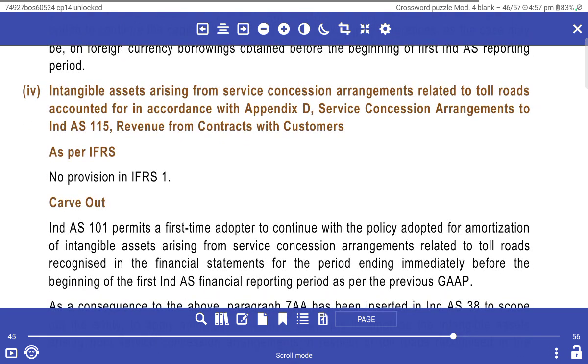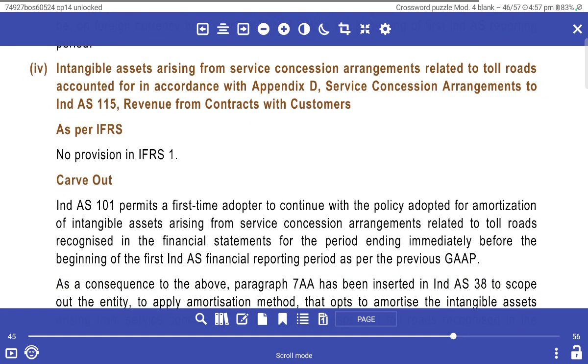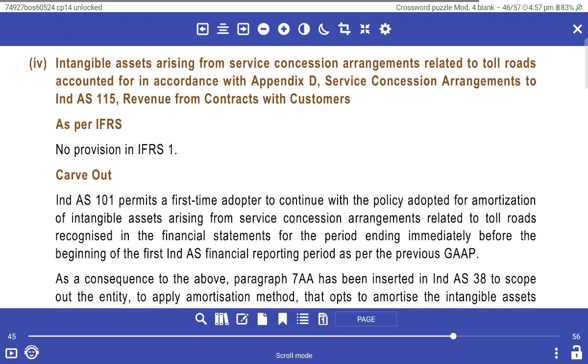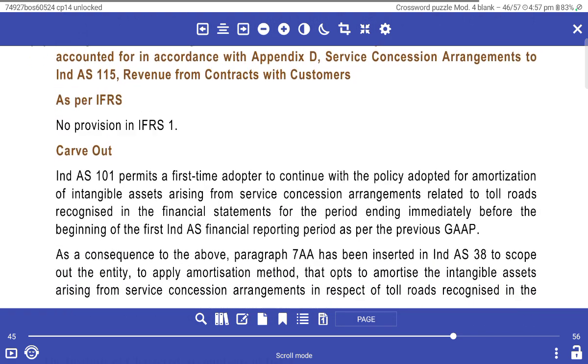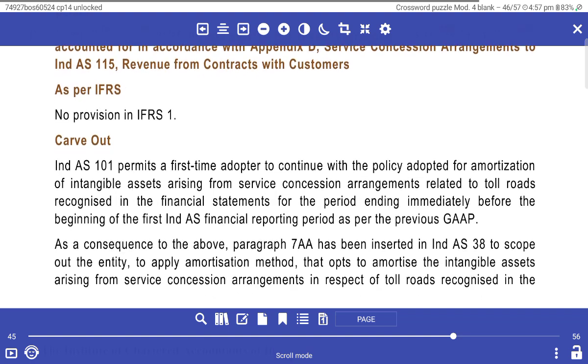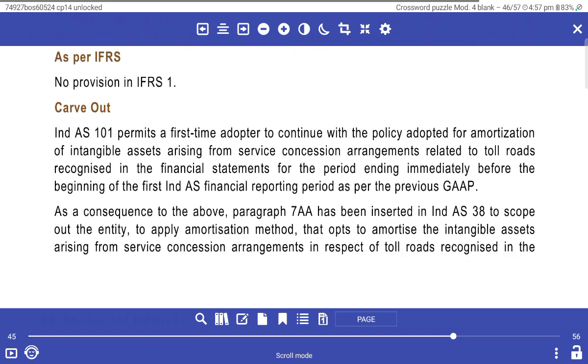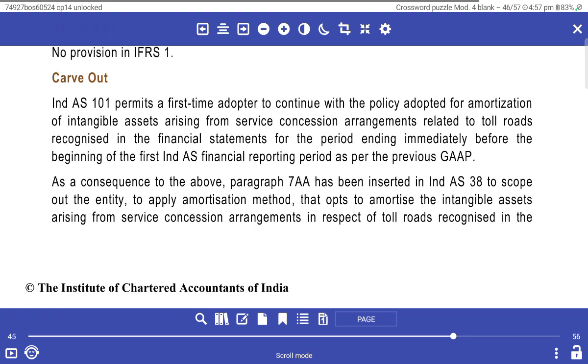Intangible assets arising from service concession arrangements relating to toll roads are accounted for according to Appendix C of Ind AS 115 on service concession arrangements, and Ind AS 115 for revenue from contracts with customers, as per IFRS. No provision in IFRS 1 covered this under Ind AS.